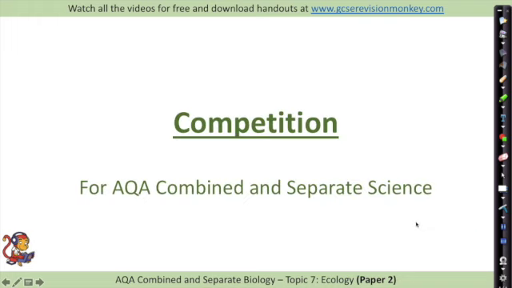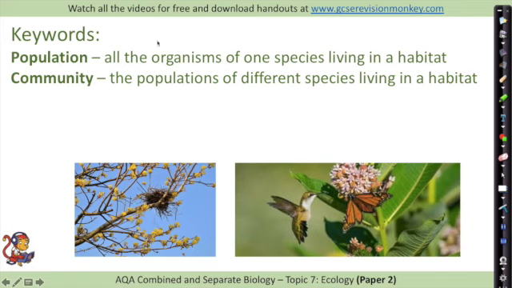First of all, then, we'll look at the idea of competition. And firstly, we'll look at a couple of keywords that are important in this topic. The first one is population. Population means all of the organisms of just one species living in a habitat. For example, you could have a population of elephants, or a population of water lilies. Community is the populations of different species living together. So, for example, we might describe a woodland community which comprises a number of different species, including owls and beetles, etc.